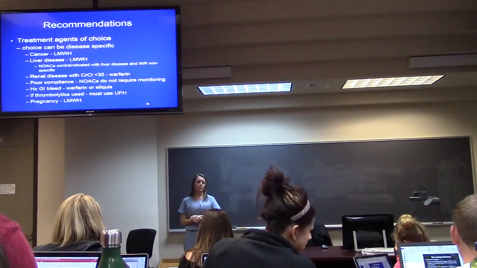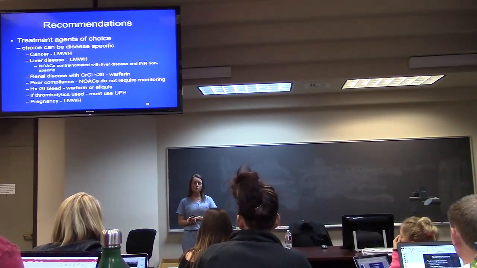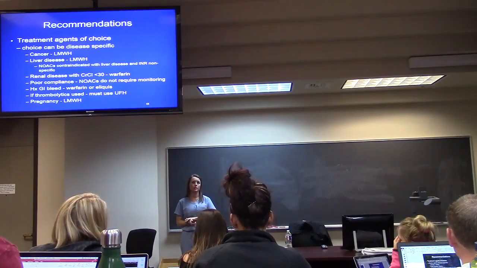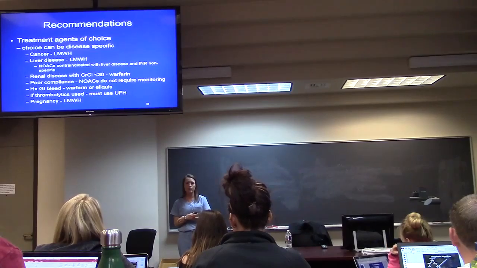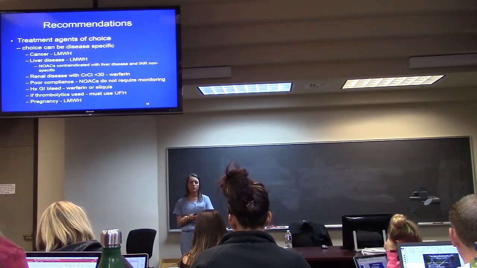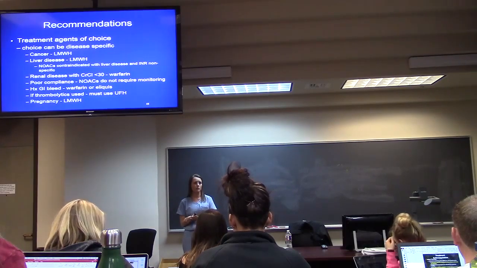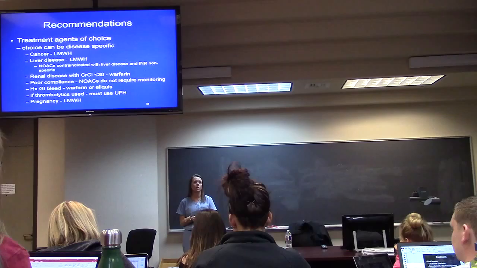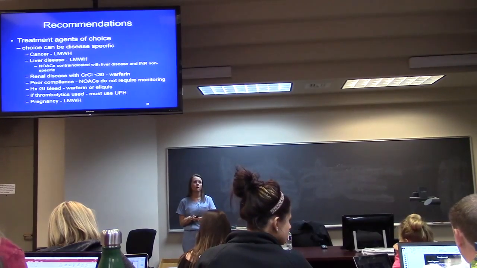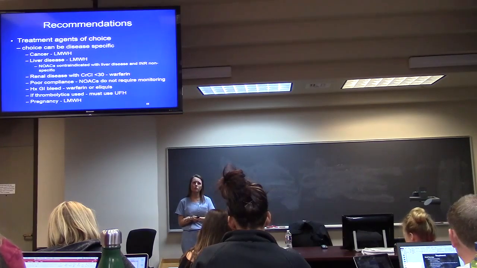When they talk about treatment agents of choice, some agents are disease specific. We talked about cancer, you're going to use Lovenox. Liver disease, all of the newer agents are contraindicated in people with severe liver disease. Now, there are varying levels of liver disease, and I'm not going to go over all that ad nauseam, but people who have end-stage liver disease with cirrhosis, they recommend Coumadin, which is really difficult because their INRs are already out anyway.